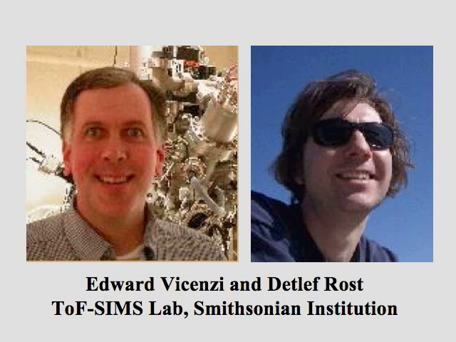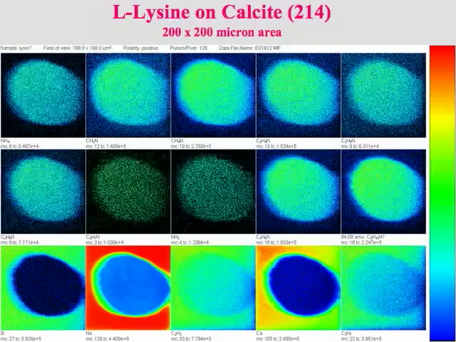Here, for example, are ToF-SIMS results on a single 150 micron diameter spot of lysine, L-lysine, on a calcite 214 surface. That's that chiral surface. And what you see here are various fragments. Most of them that are showing as bright spots are CHN fragments of various sorts. You also see masked, this is a calcium spot. So the spot masks the calcite.